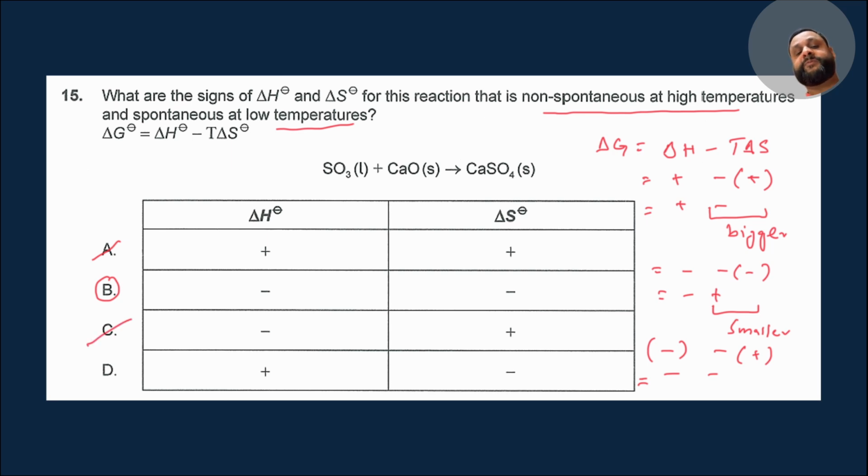So we have plus, delta H is positive, minus and minus give us a positive, positive. So overall delta G will be positive, so non-spontaneous at all temperature. Hence answer B is the correct answer.